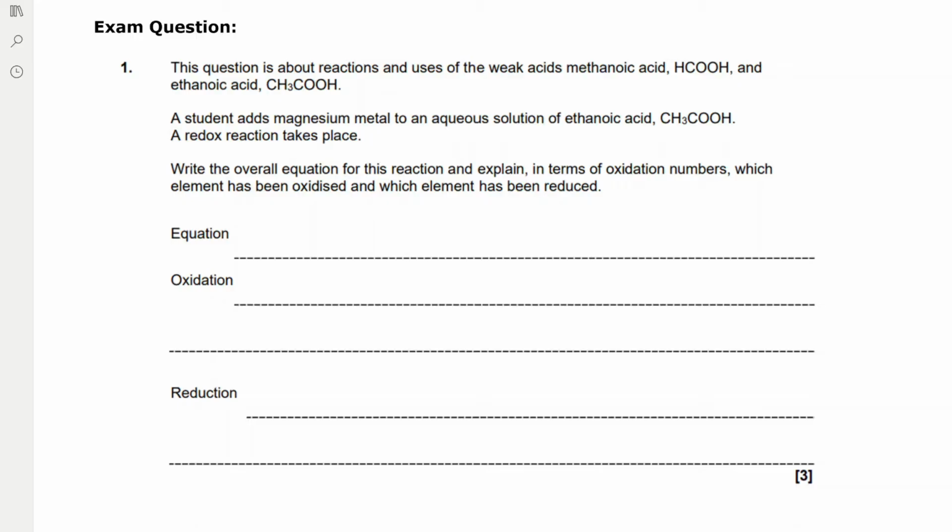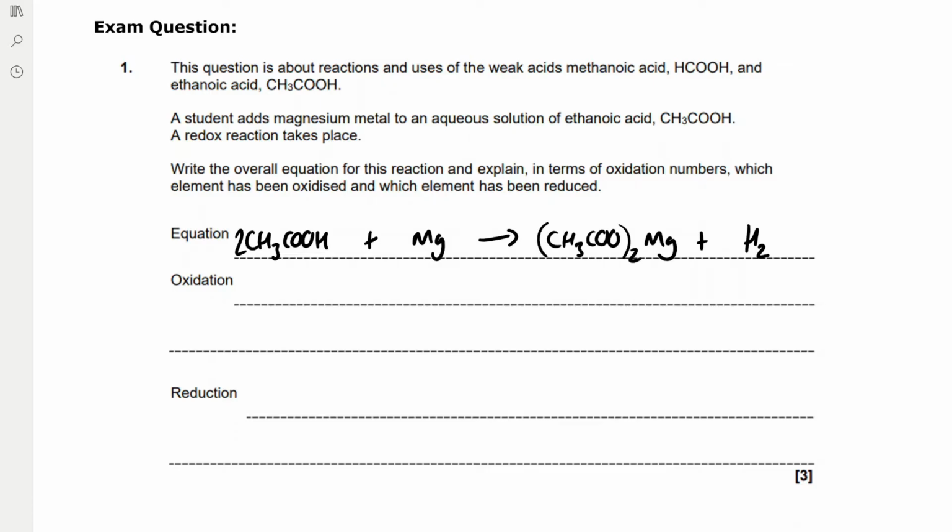Magnesium is going to react with ethanoic acid to form a salt, which is going to be magnesium ethanoate. And magnesium ions have a charge of 2+, and ethanoate ions have a charge of 1-. So we're going to need 2 ethanoate ions for each magnesium ion. And we're going to form hydrogen. And to balance, we need 2 ethanoic acid molecules.